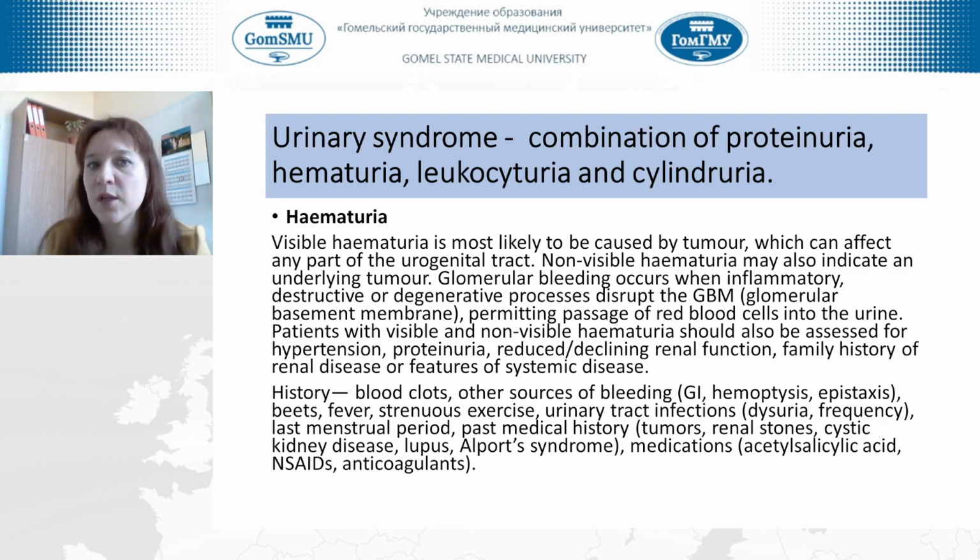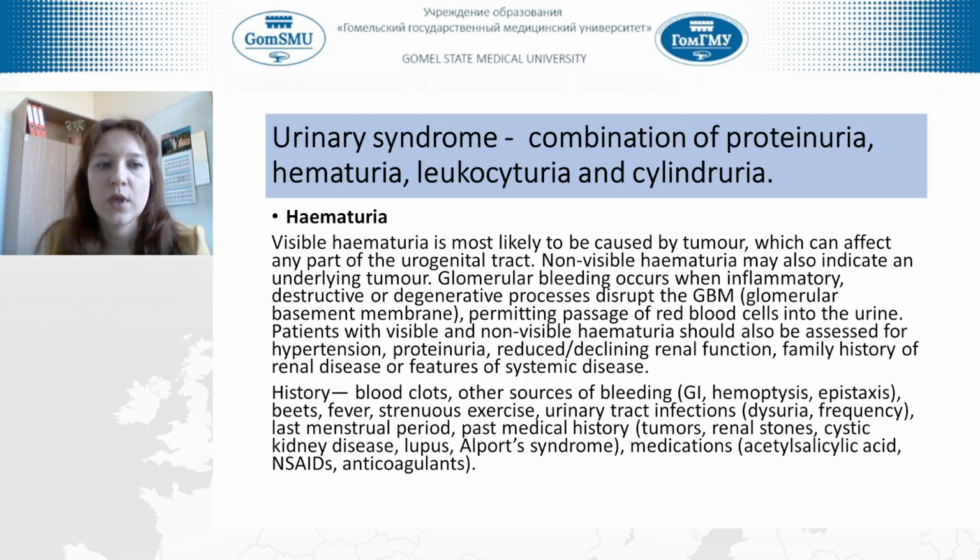Glomerular bleeding occurs when an inflammatory, destructive, or degenerative process affects the glomerular basement membrane, with permanent passage of red blood cells in the urine. A patient with visible or non-visible hematuria should also be assessed for hypertension, proteinuria, reduced renal function, family history of renal disease, or features of a systemic disease.